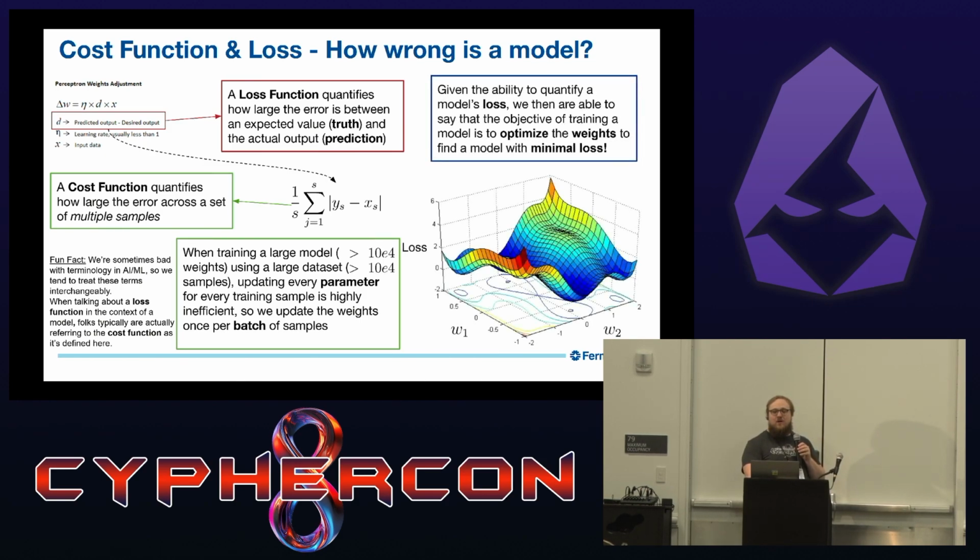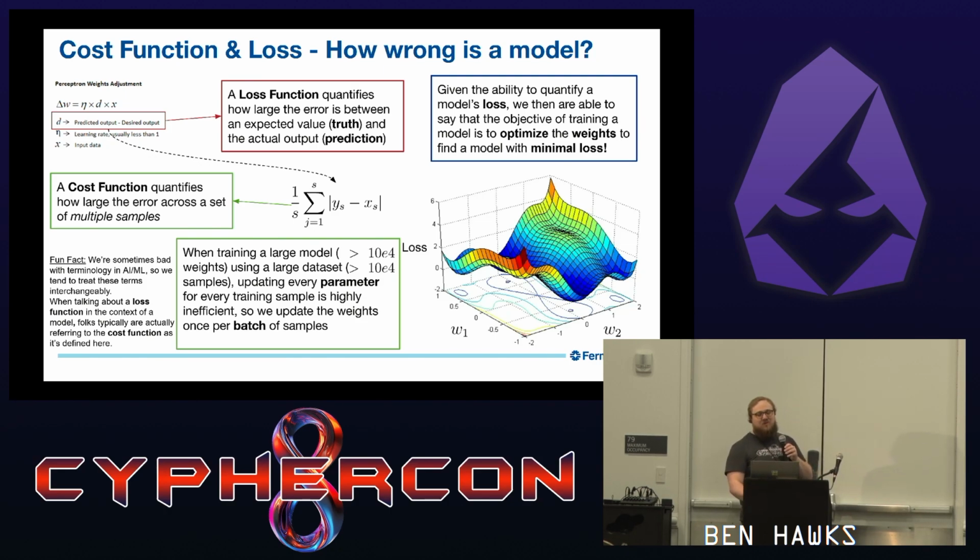And from here, given the ability to quantify how wrong a model is, we can say that the objective of model training is to optimize the weights of that model to find a model with minimal loss. If we look at this fancy 3D plot here, realistically all that means is that we want to find a given value of W1 and W2 where the loss is the lowest. We want to find that valley that is the lowest point here.